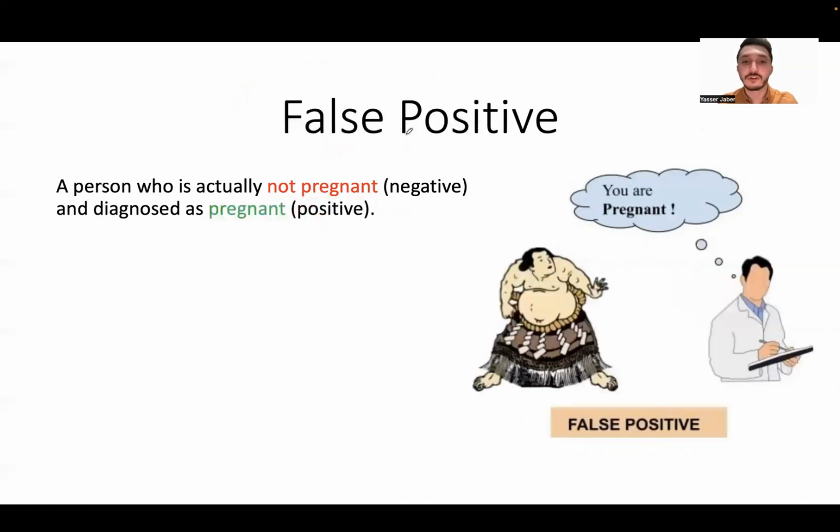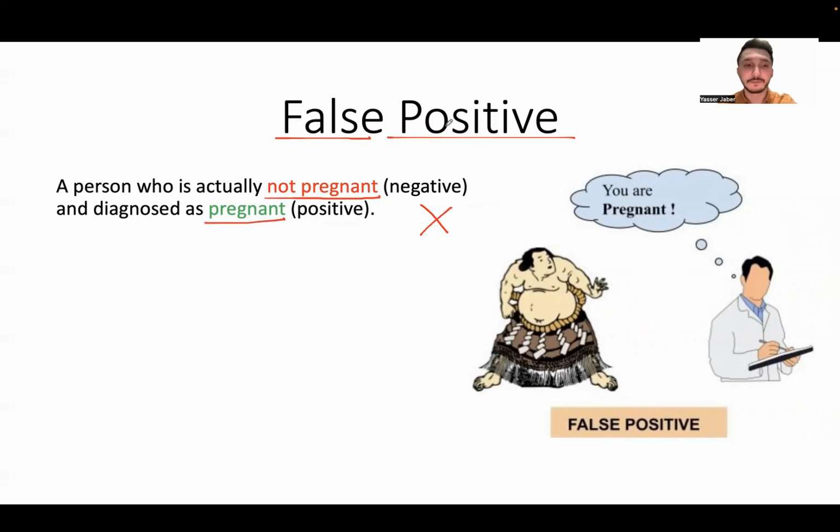Next, we have false positive, which is when a person is actually not pregnant and was diagnosed by the doctor as pregnant. So this is not what we desire in our machine learning model. We want us to predict the same as the real value. So this is called false positive, meaning that it falsely predicted it positive. Hope my explanation is clear.